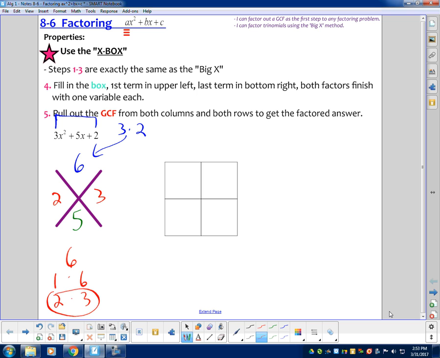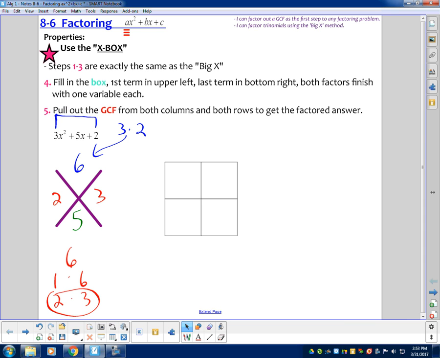Now, step 4, we're going to add something here. If the coefficient of x squared, or the number in front of x squared, is not a 1, then we have an added step here. We're going to connect this to our rectangular box that we used for multiplying polynomials. This is also known as factoring by grouping in some textbooks. But it says fill in the box. First term in the upper left.